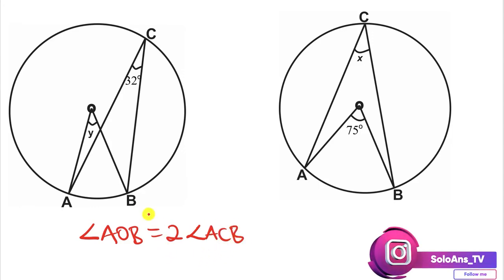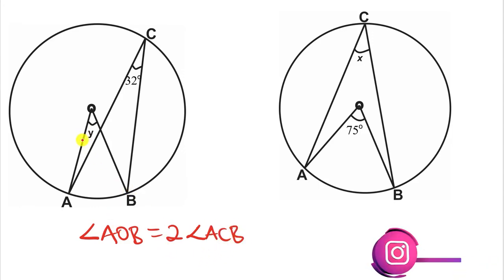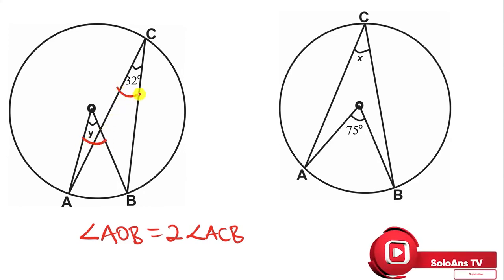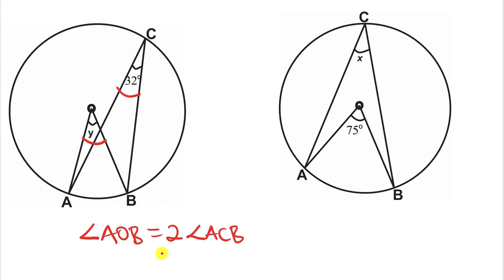Because the angle AOB is the angle at the center, this particular angle. And then angle ACB is what we have here. If that is the case, then angle AOB will be equal to 2 times 32. And this is going to give us 64. So our angle marked Y is equal to 64 degrees. That is how we can solve this particular question.